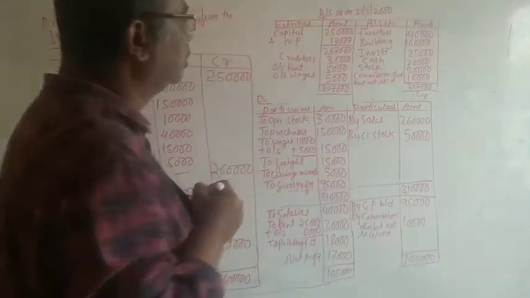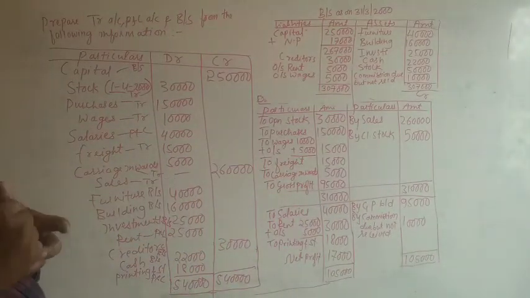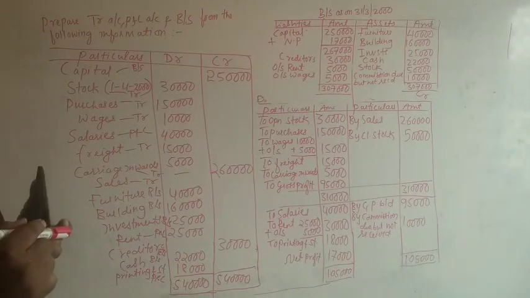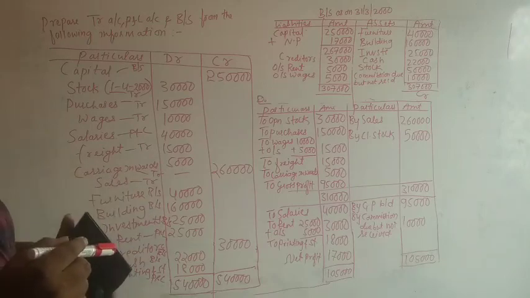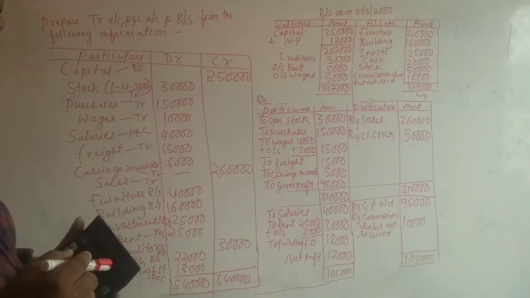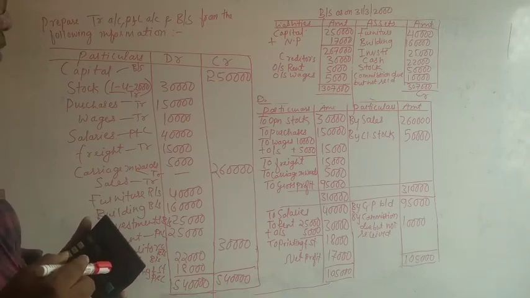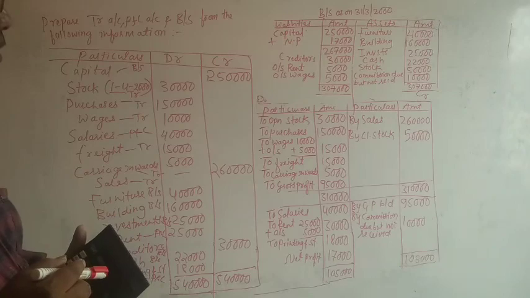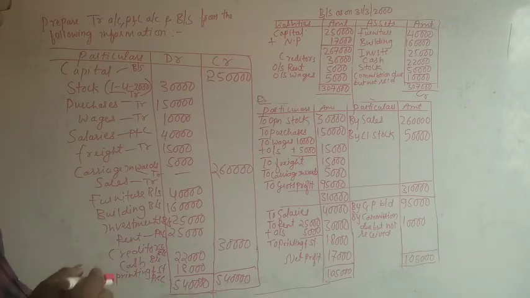So this is how we prepare the trading account, profit and loss account and balance sheet. We will see some more problems based on this in the next sessions, and then we will finish up with the last chapter, that is incomplete records, the single entry system.